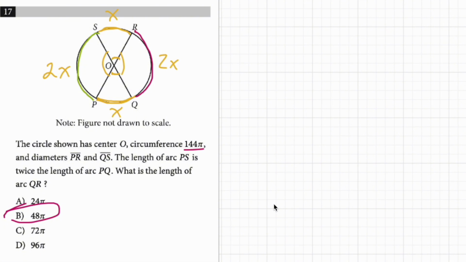Do you know what that is in terms of X? Do you have any idea? It's like 6X. It's going to be 6X. Yeah, absolutely. So you could say 6X equals 144 pi. Does that make sense? Yes.